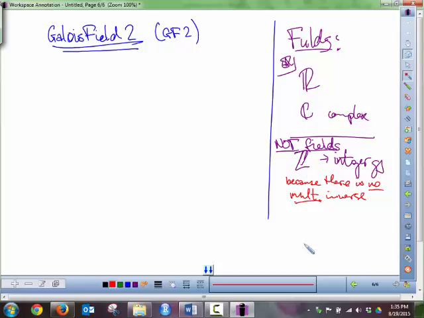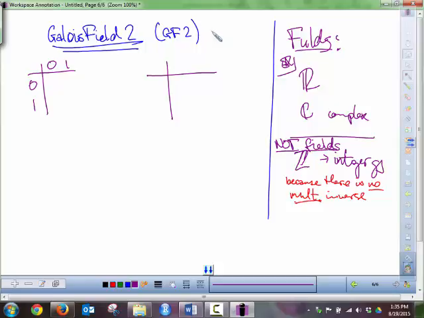Anyways, before we get too convoluted with that, let's talk about the GF2 field, because that particular field is part of your homework and your textbook stuff.